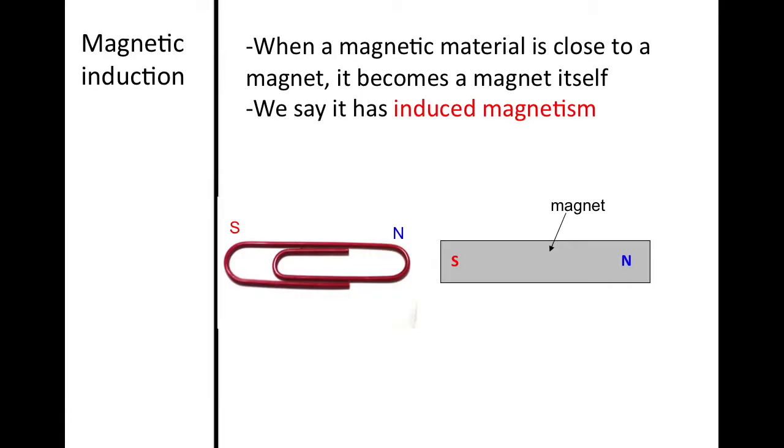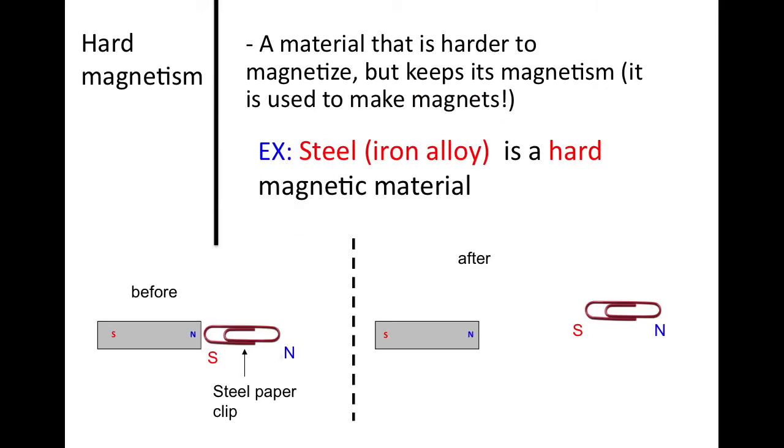We can magnetically induce an object by placing the magnet near the material. When this happens, we say that the material has induced magnetism. Below, we have a magnet near a metal paperclip. The paperclip becomes a magnet with the north pole near the south pole of the magnet, and the south pole is furthest away. There are two different kinds of magnetism when we're talking about magnetic induction.